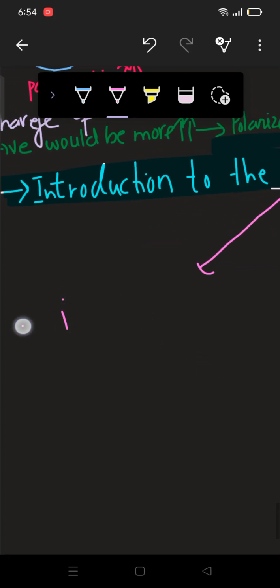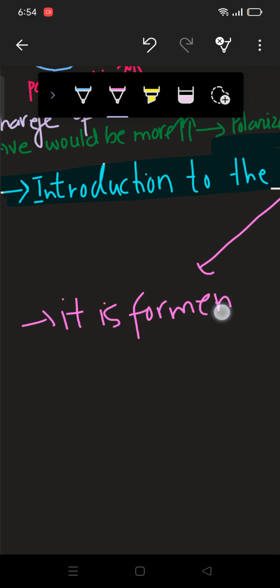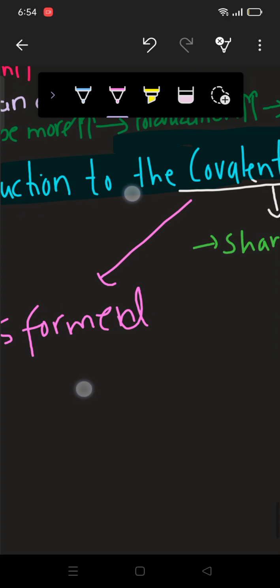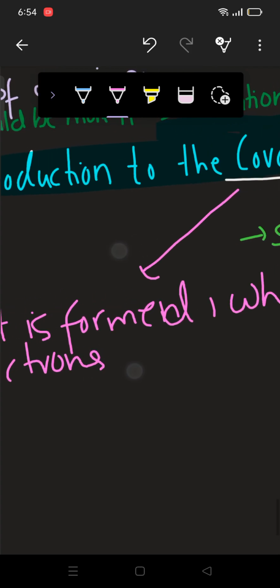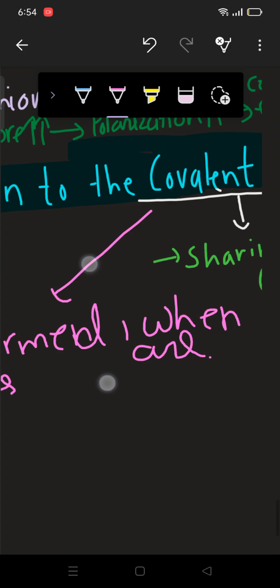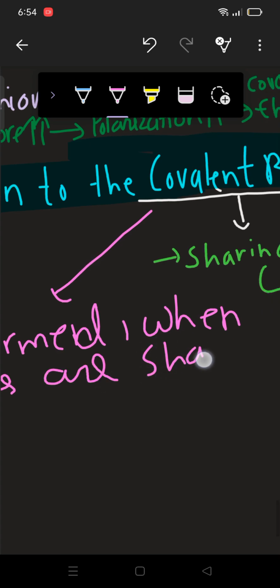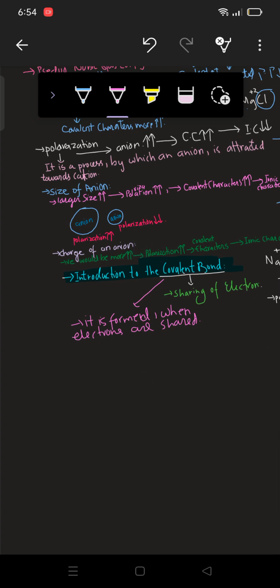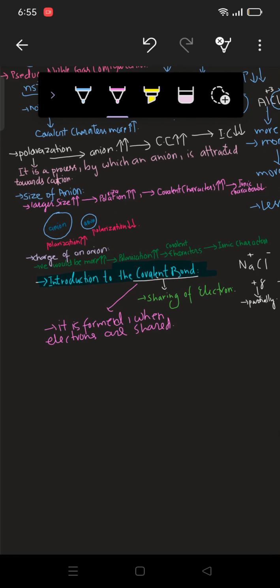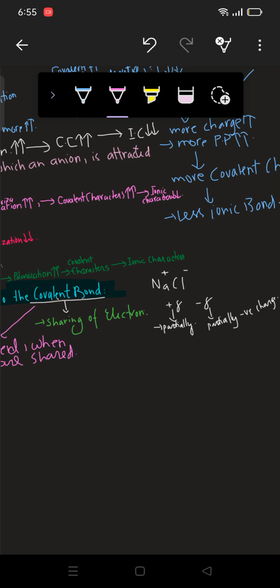It is formed when electrons are shared. So a covalent bond is made when electrons are shared. It is basically the sharing of an electron, right?